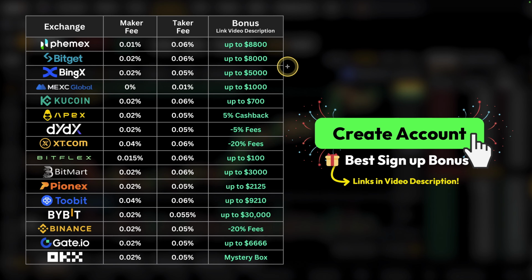If you're wondering where you can get the lowest fees, make sure to check out this table right here I made for you, where I compared all the different trading fees. Currently, you can see the lowest fees are by far on MEXC Global, but also on many of these other exchanges. This gives a very good representation of typical order fees for maker and taker fee.